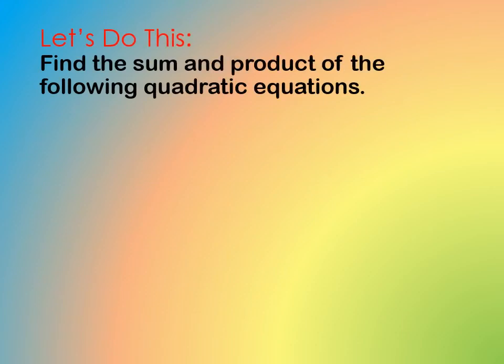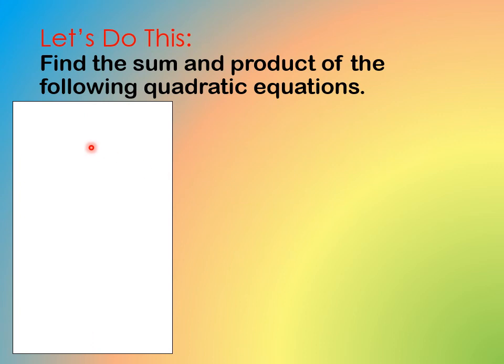Let's do this. Find the sum and product of the following quadratic equations. Kindly get a piece of paper. Number 1, we have x squared plus 6x minus 27 is equal to 0. Determine the values of A, B, and C. A is 1, B is 6, C is negative 27.